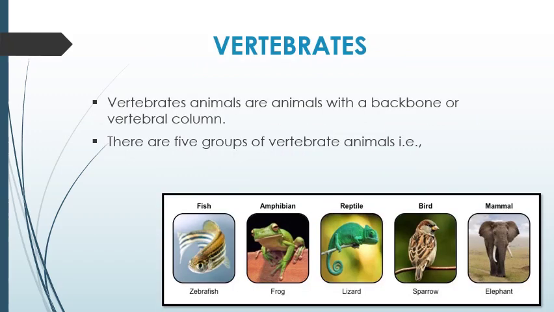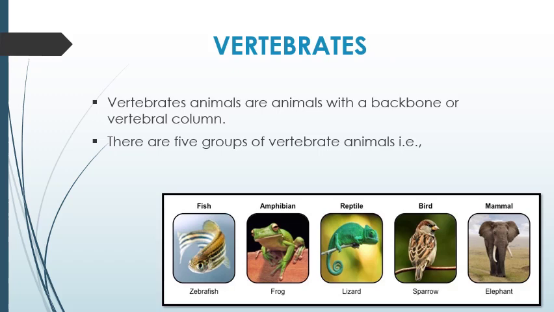First of all, vertebrates. Vertebrates are animals with a backbone or vertebral column. There are 5 groups. Number 1 is fish or class Pisces. Number 2 is class Amphibia. Number 3 class Reptilia. Number 4 class Aves. And number 5 class Mammalia or mammals.